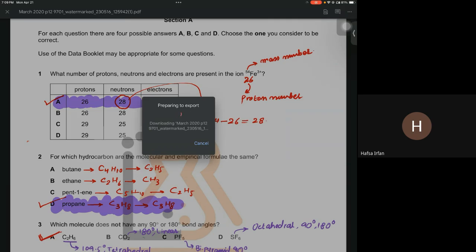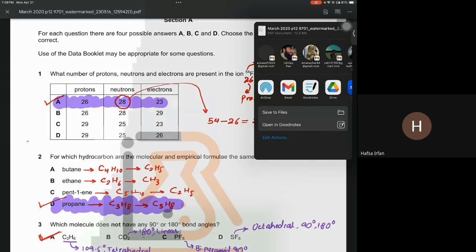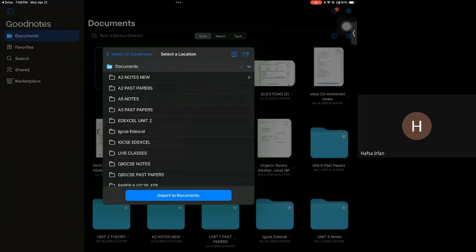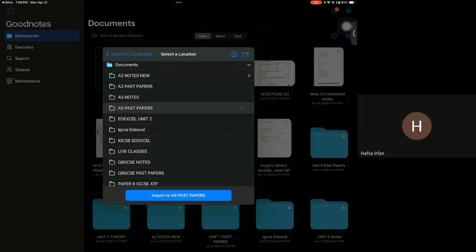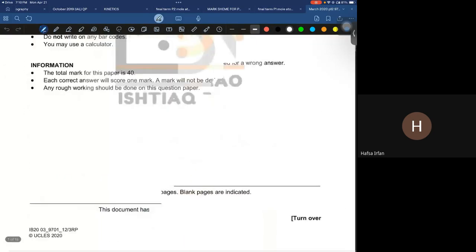Of course, we can see the periodic table. The proton number for iron is 26, and the mass number is 54. So 3+ means loss of 3 electrons, so it would be 26 minus 3, which is equal to 23 electrons, and protons would remain the same. You can find the number of neutrons by subtraction: mass number minus proton number. So for question number 1, the answer is A.